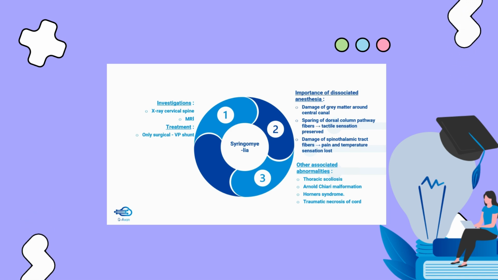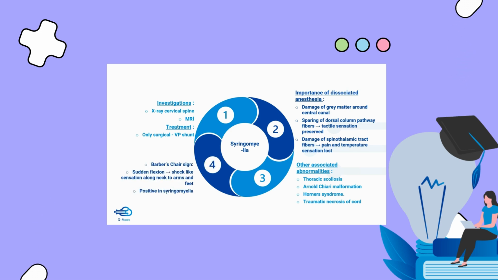Then our last question was, what is Barber's chair sign? Well, sudden flexion of the neck causes shock-like sensation along neck to arms and feet, and this is positive in syringomyelia.